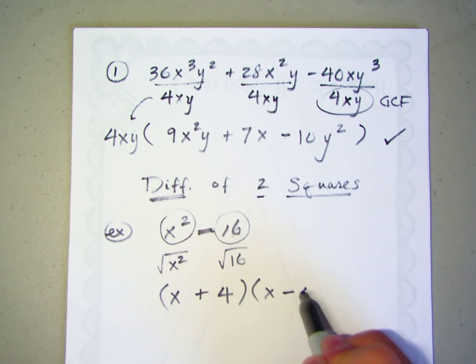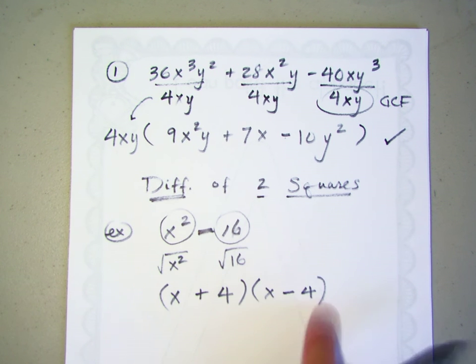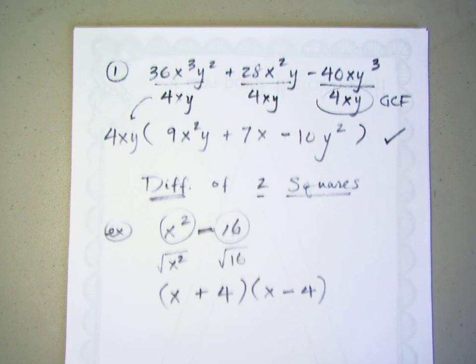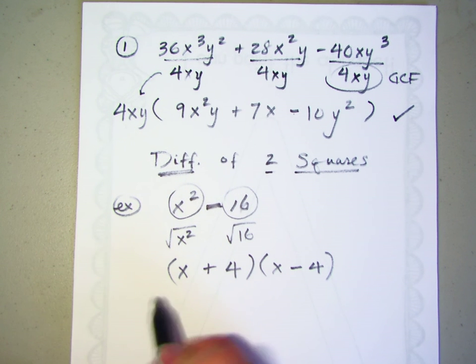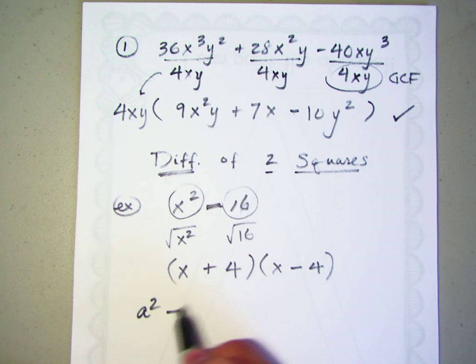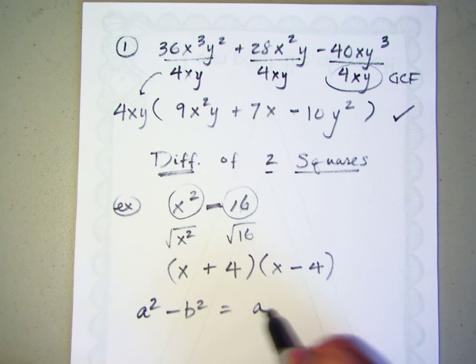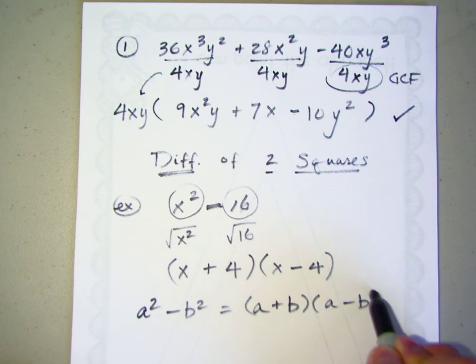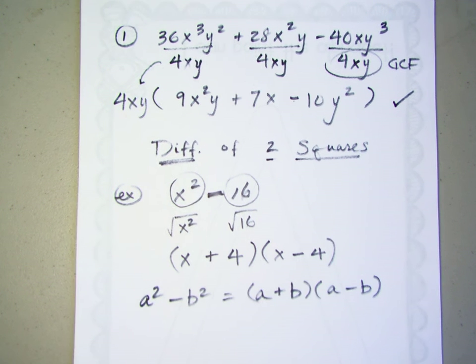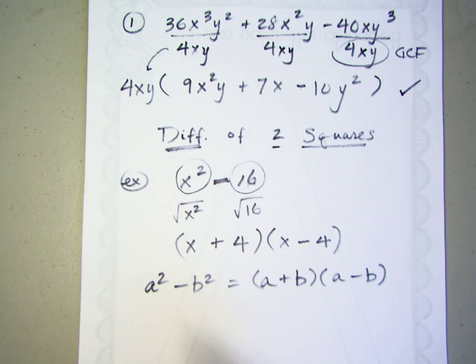A lot of people like to remember the equation: if I have the format a squared minus b squared, I'm going to take the square root of each term, a and b, and put a plus between them once, and a minus between them once. All right, so we'll do another one here. Take it up a little bit.